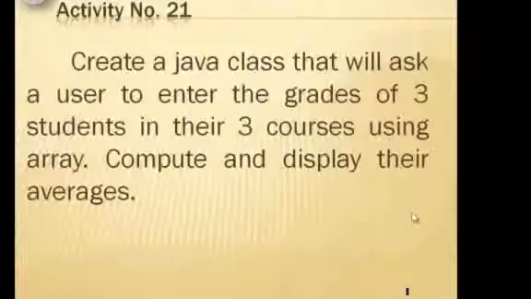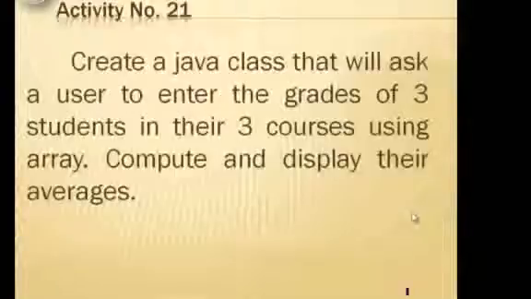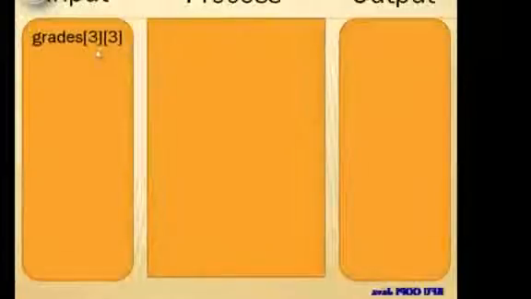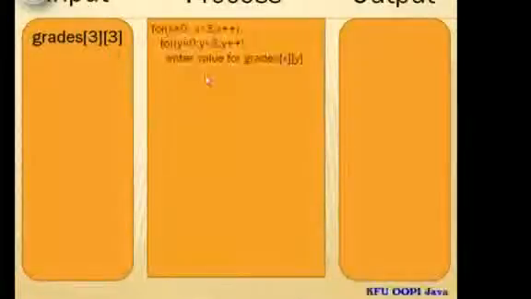We will create a Java class that will ask a user to enter the grades of 3 students in their 3 courses using an array. We will compute and display their averages. So our input is an array of grades with 3 rows representing the 3 students and 3 columns representing the number of courses. We can input the grades by still using the two for statements, one for the row and the other for the column.